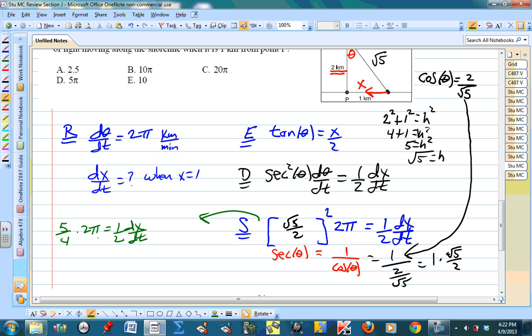Okay, we're almost done. Multiply both sides by 2, and we get 2 times 5/4 times 2π equals dx/dt. Okay, let's see what's going on here. 2 times 5/4 is 10/4, times 2π is 20π/4, so we can just clean that up and call it 5π, in kilometers per minute, equals dx/dt when x is 1. 5π matches option letter D.